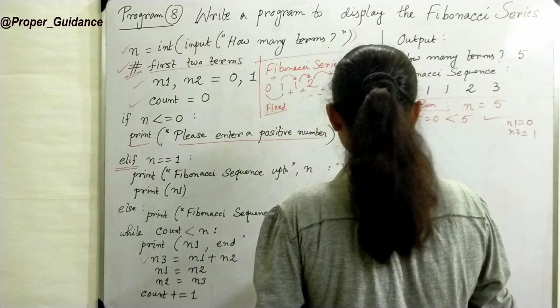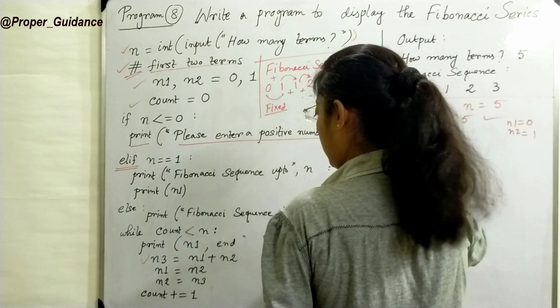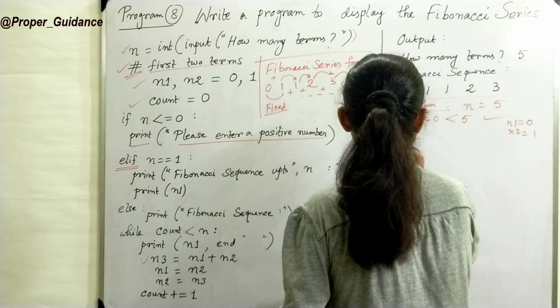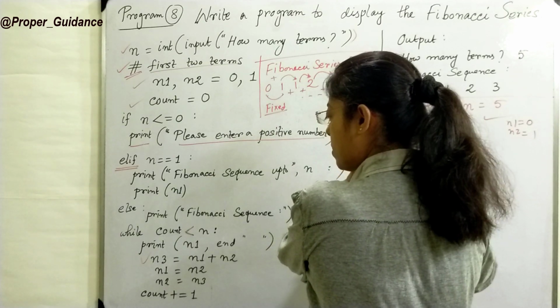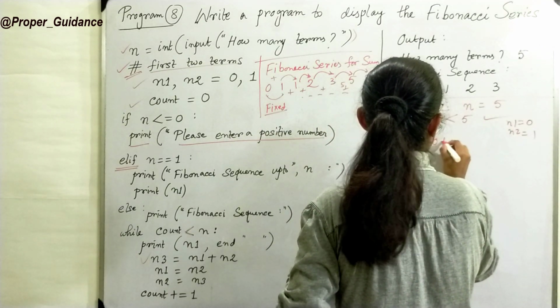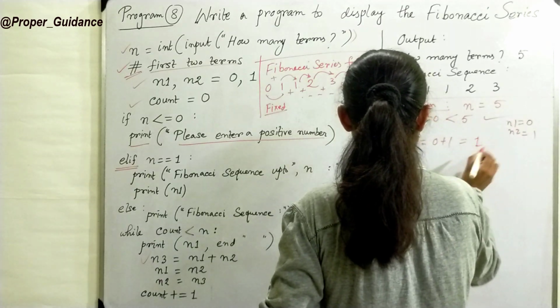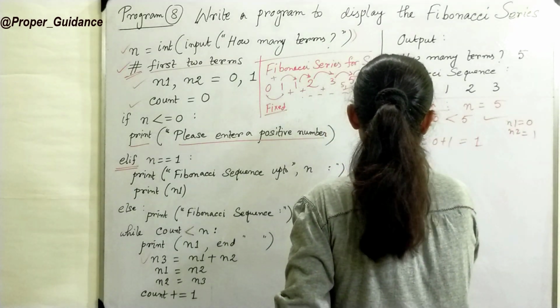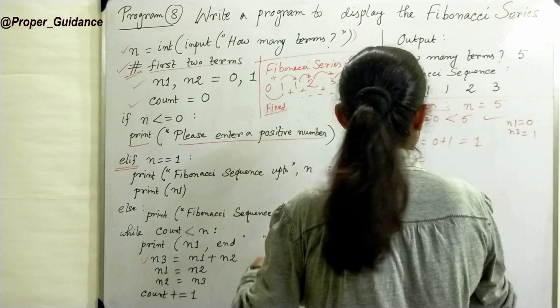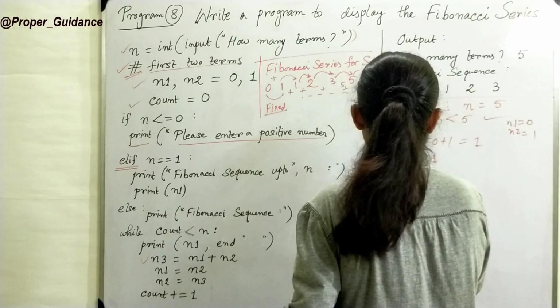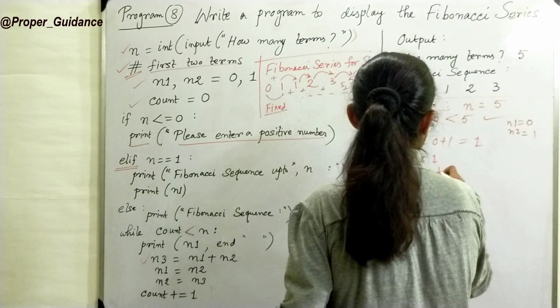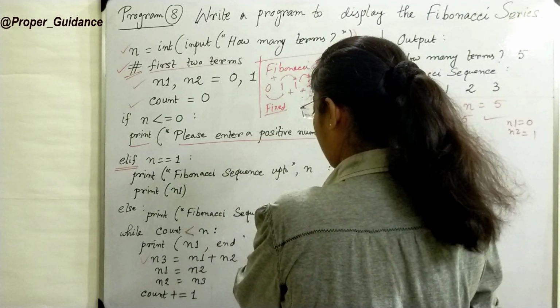Now, n3 equals n1 plus n2. n1 plus n2 means 0 plus 1, that is 1. n1 equals n2. What is the previous value of n2? 1, and n2 equals n3. n3 value means 1. Okay.